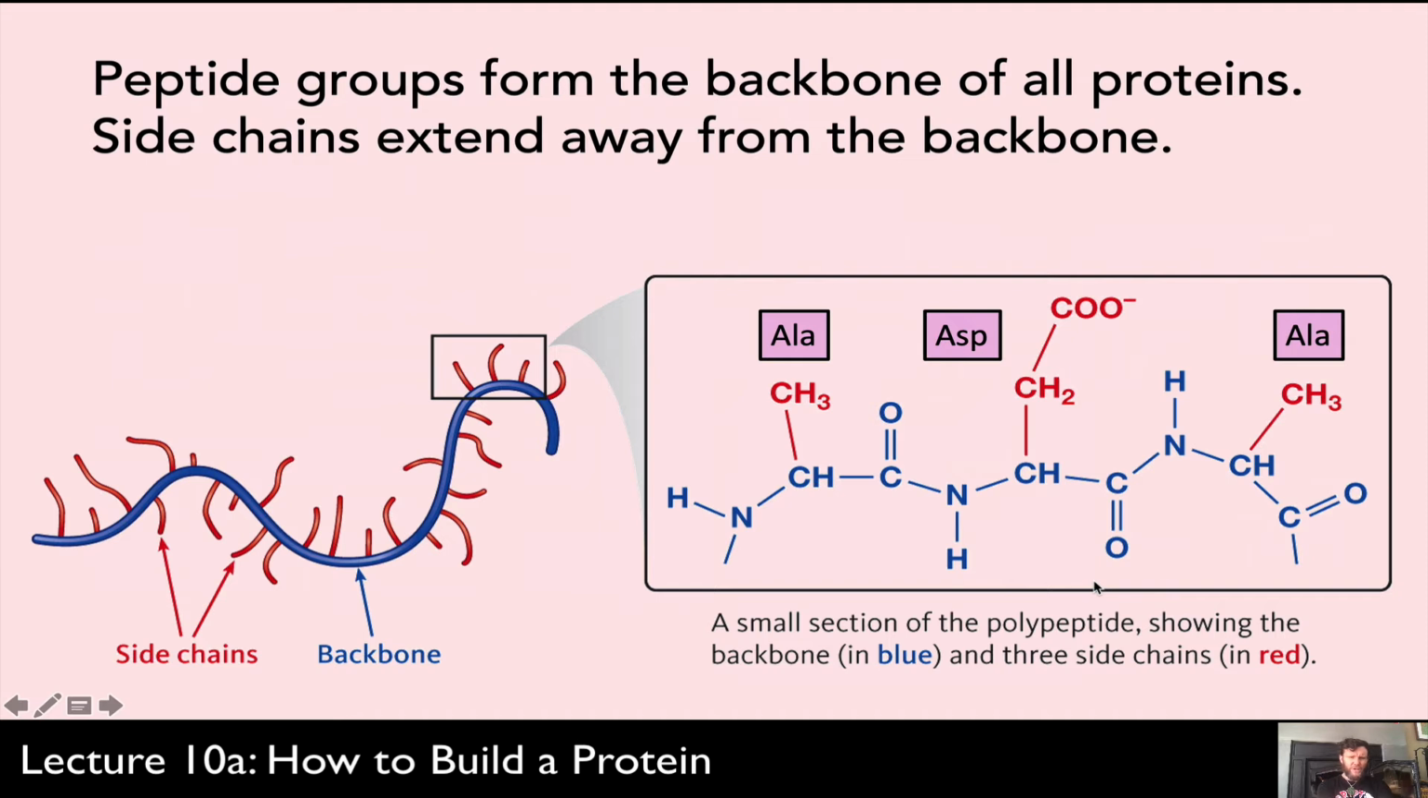So here's some cartoon on the left of a peptide, long chain in blue. The backbone is in blue. Different side chains are described in red here, and we're going to zoom in a little bit, and we see this in this box. In this segment, we have alanine, aspartic acid, and alanine. So an alanine, aspartic acid, and an alanine, 3 of them in a row, and we can see their different side chains sticking out from the backbone.